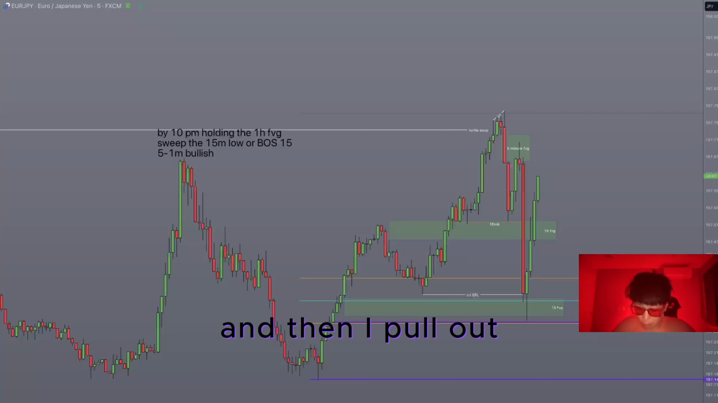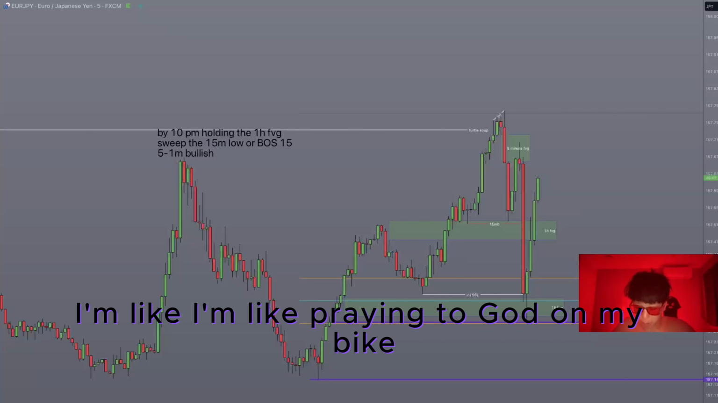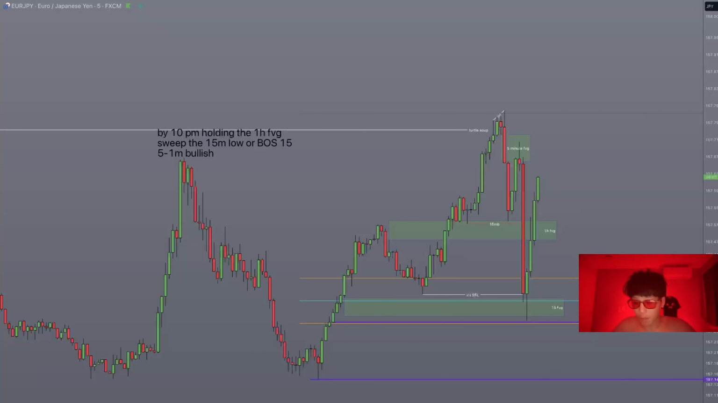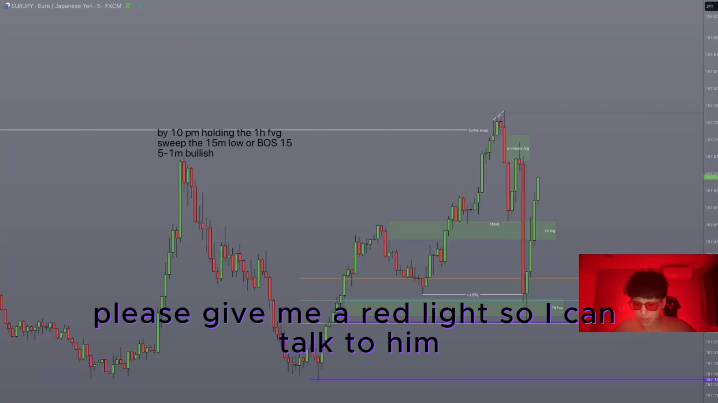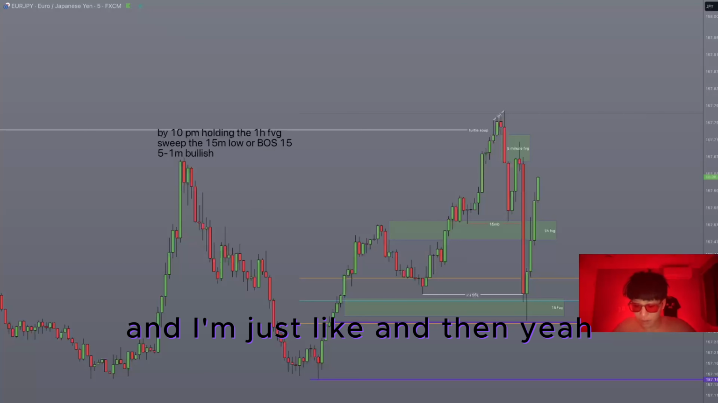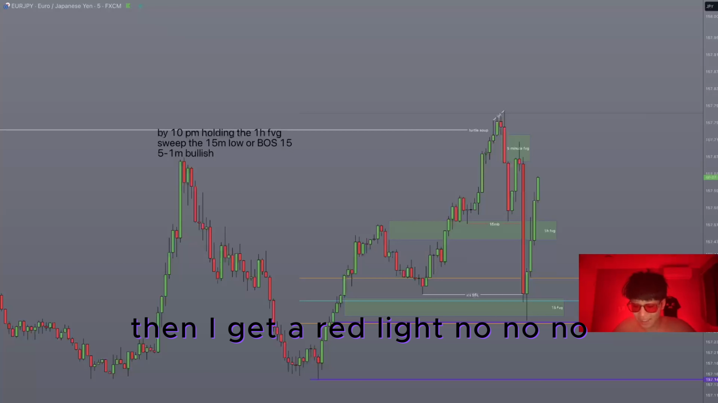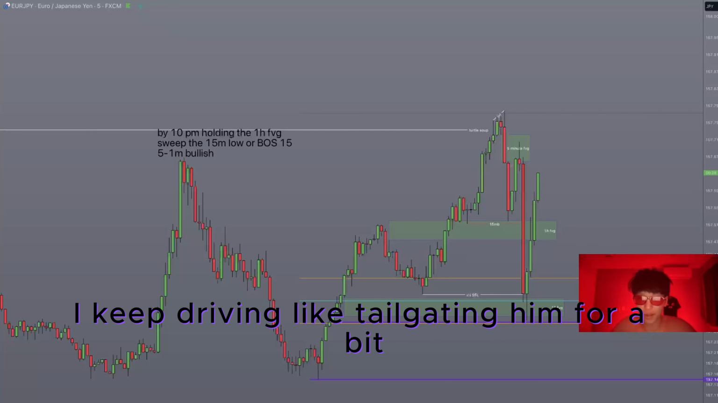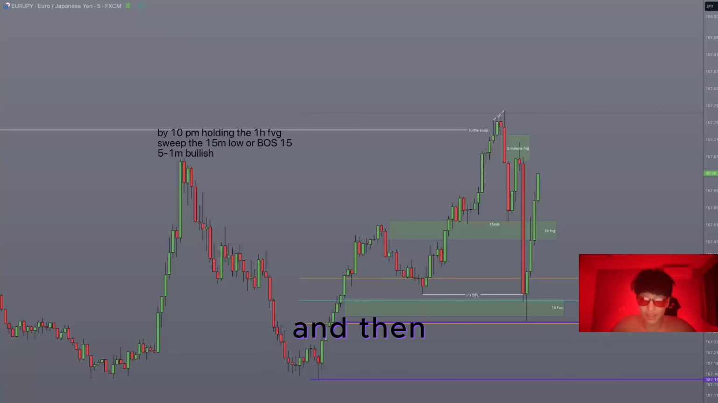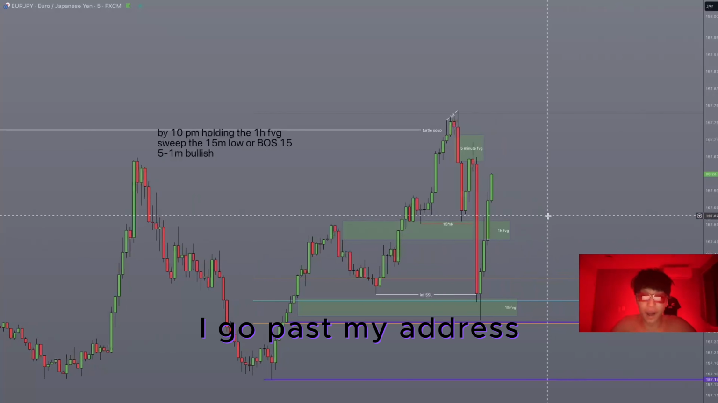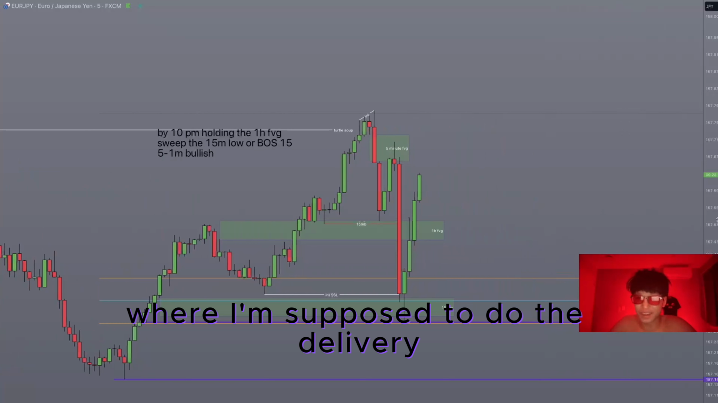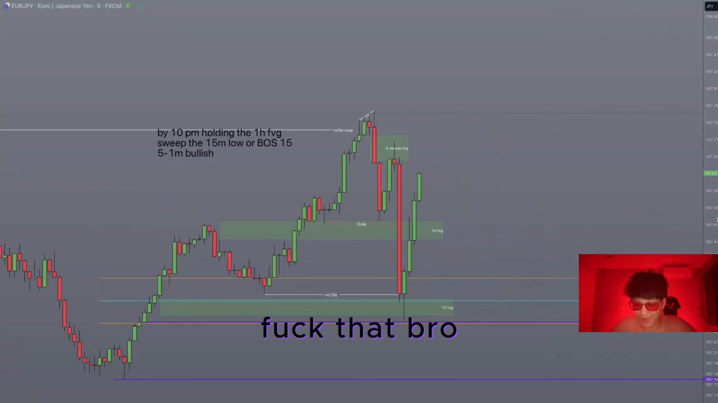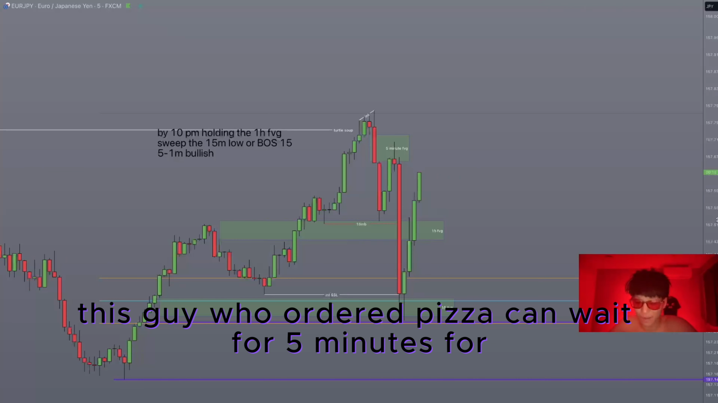So I'm like, holy shit, bro. And then I pull out behind him. I'm praying to God on my bike. I'm like, bro, please give me a red light. Please give me a red light so I can talk to him. And then I get a red light. Nah. So here's what happens. I keep driving, tailgating him for a bit, and then I go past my address where I'm supposed to do the delivery. So I was like, forget that, bro. I'm trying to get a photo, G. I didn't care. This guy who ordered pizza can wait for 5 minutes, bro.